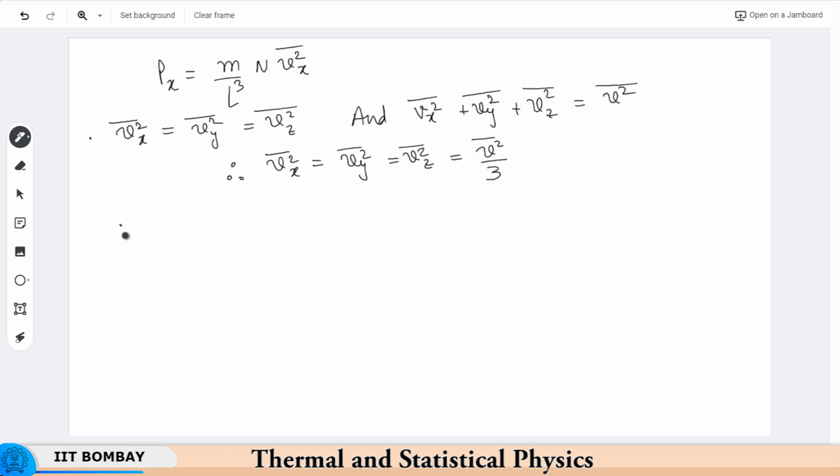So, therefore, if I substitute it here, our pressure on the yz wall, which I denote by Px, just becomes m divided by 3 L cube times capital N times v squared average. And this I will rewrite as follows: 1 by 3 m n v squared average, where remember n is the number density of these gas molecules, which is capital N by capital V. V is the volume of the container, which is L cube.